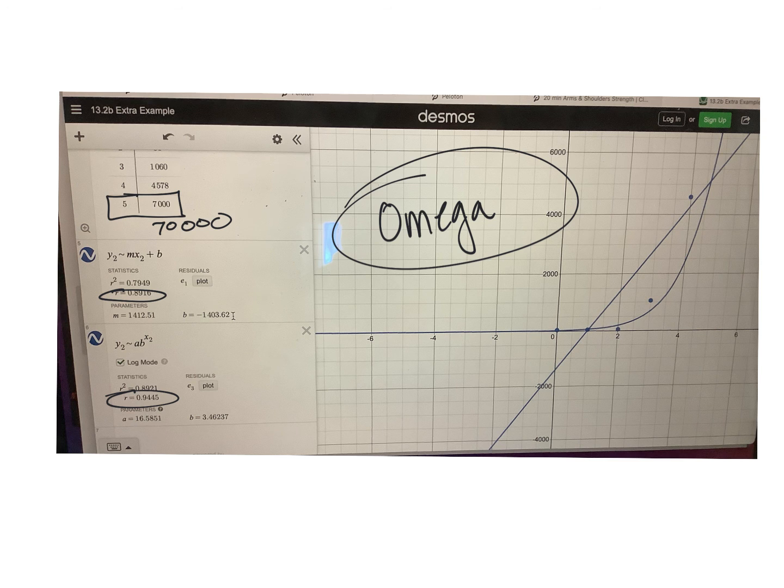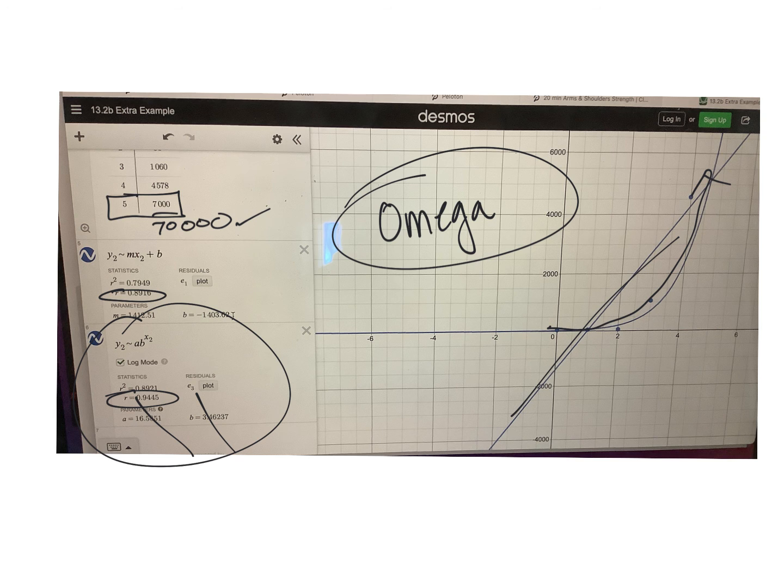You can also tell from the graph. I mean, the curve looks better here compared to the line. So no matter if you use 70,000 or 7,000, I'm not going to use the numbers because they use 7,000 in their table. So don't worry about that one. As long as you did the first one right, you are good.